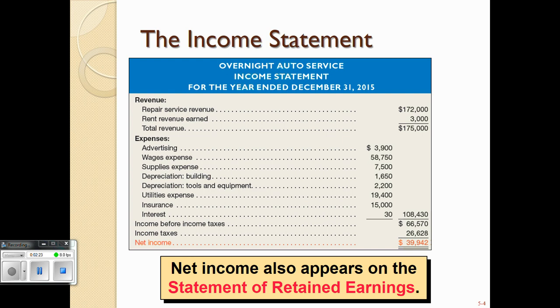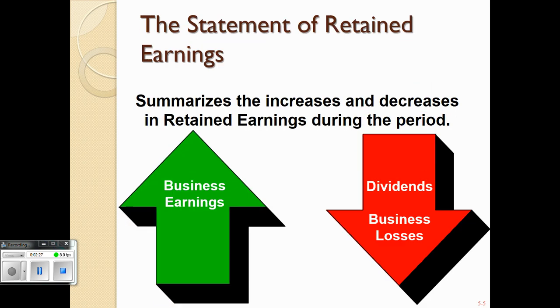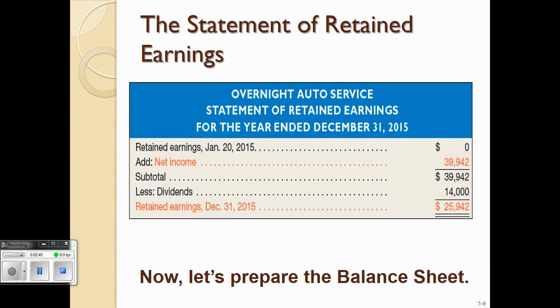Now I'm going to take that $39,942, and that's going to show up in my statement of retained earnings. Retained earnings are increased by any profits of the company, and they're decreased by dividends and any losses. Okay, so taking a look, what does our statement of retained earnings look like?